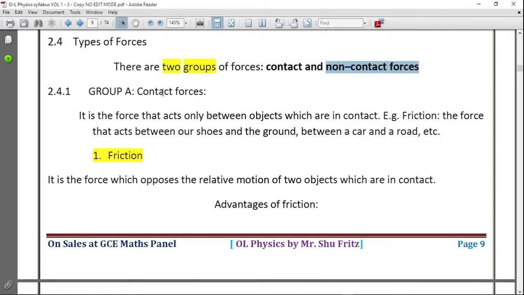Let's start with contact forces. A contact force is a force that acts only between objects which are in contact. So this force only acts when the objects are in contact. For example, friction. Friction is a contact force. And friction is that force that acts between our shoes and the ground, between the car and the road and so on. So this is one of the contact forces. We look at other contact forces here, but we will start with friction.